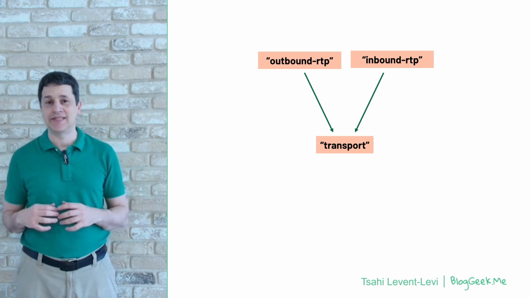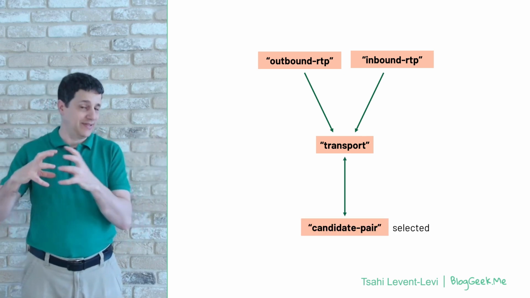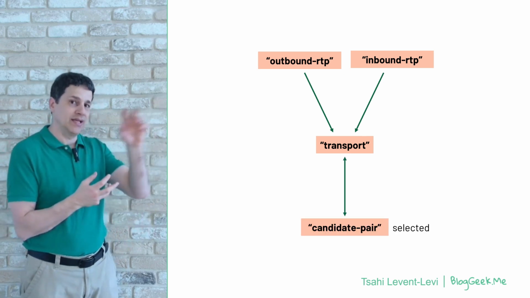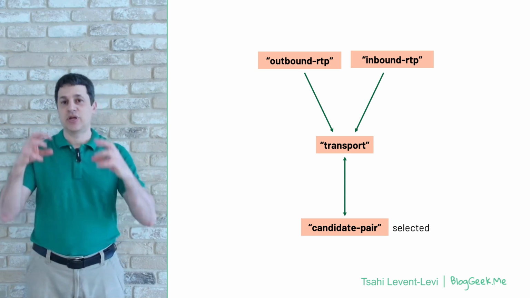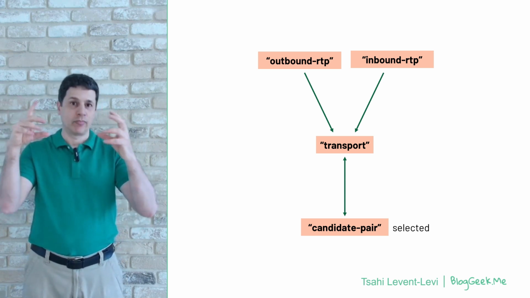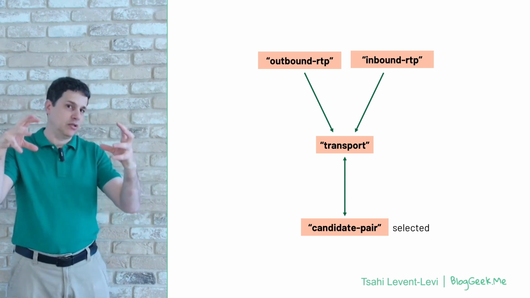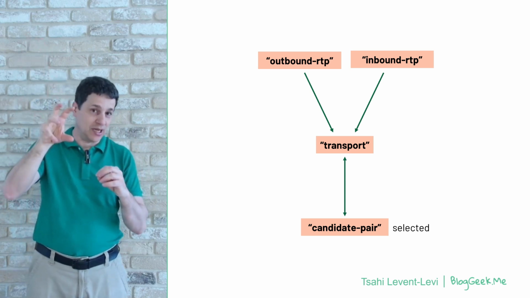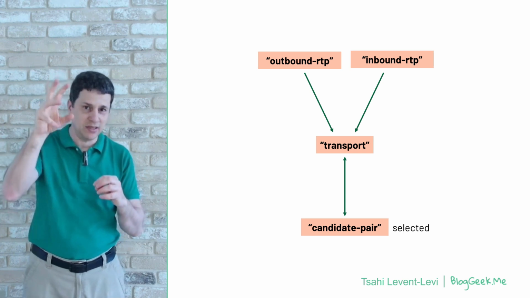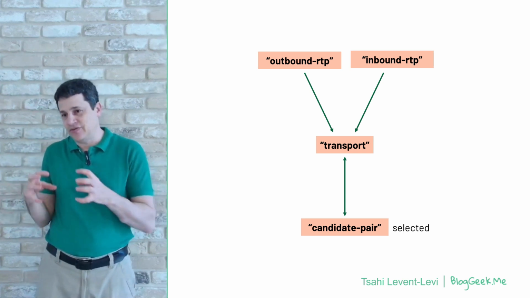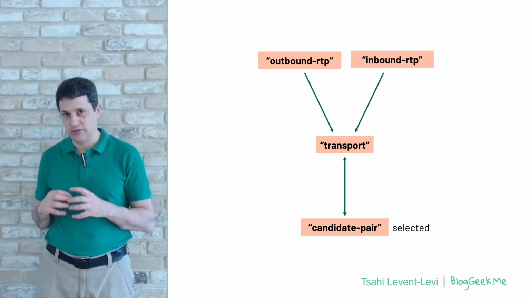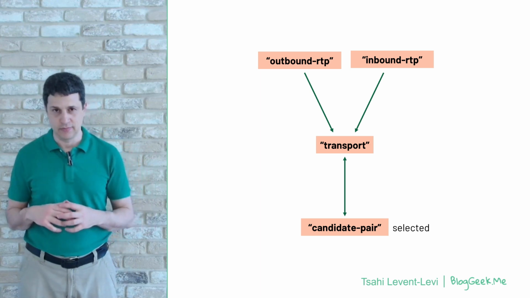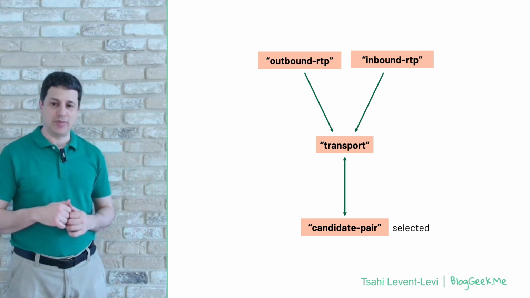A candidate pair is the ICE connection, if it's the active one, that we are using to actually send and receive data. So the transport is a kind of, let's call it, virtual object that holds the inbound and outbound RTP, which are the actual RTP streams that are being sent. And the candidate pair takes care of the ICE connection that we've got for sending and receiving the media. Let's look at what's going to happen here.